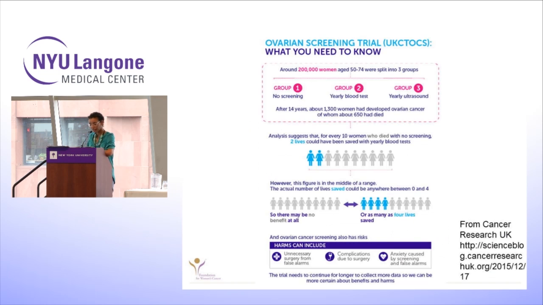They have a very nice graph to explain this. So their analysis suggests that 2 lives based on those changes may have been saved with these additional tests, but because the statistical power of the test was not strong enough, there's a range. So there may be no benefit, or the benefit may be as high as 4 patients' lives saved. It's unclear. So additional time is needed to see what's going on.